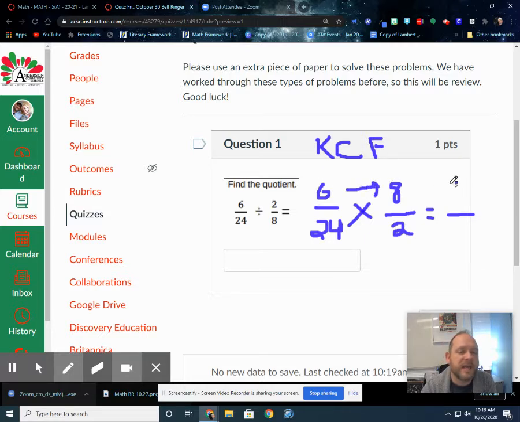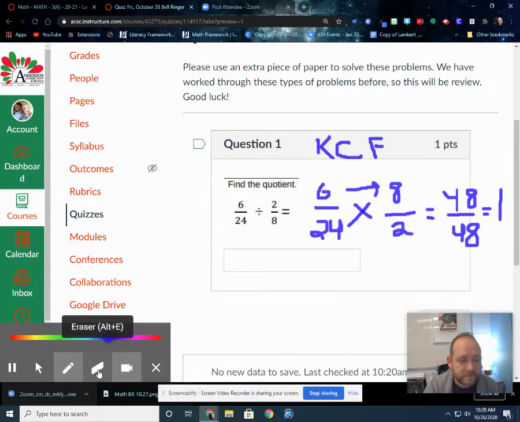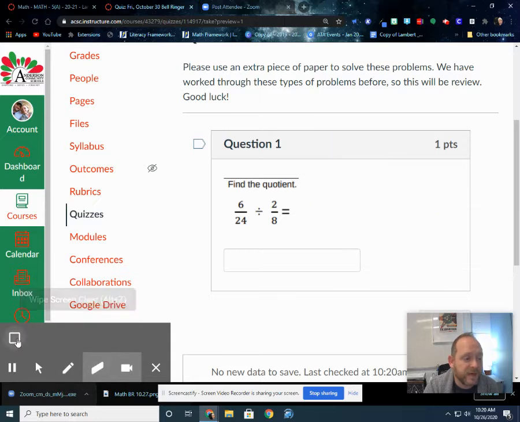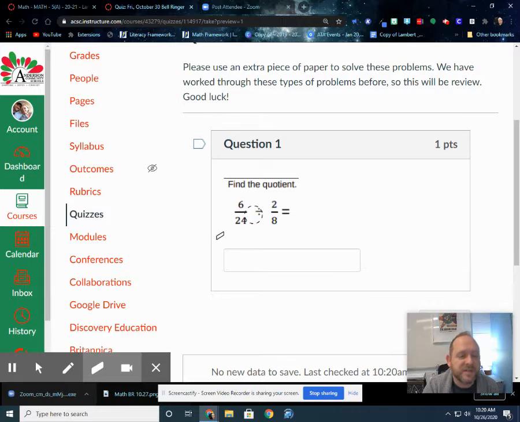So 6 times 8 is, of course, 48. And 24 times 2 is actually also 48. Crazy. So our answer here is actually 1. 48/48 or 1, because if you have all the parts of the whole, you've got the whole thing. So 1 should be our answer for this one. Good job if you figured that out. If you got to 48/48, that's pretty good too. Just remember, when you see that division sign, you have to change it to multiplication and flip it before you work with anything.